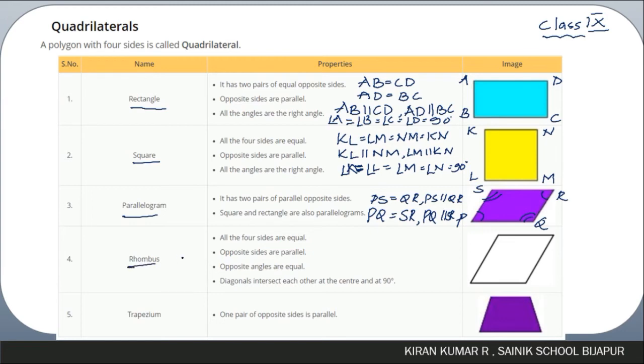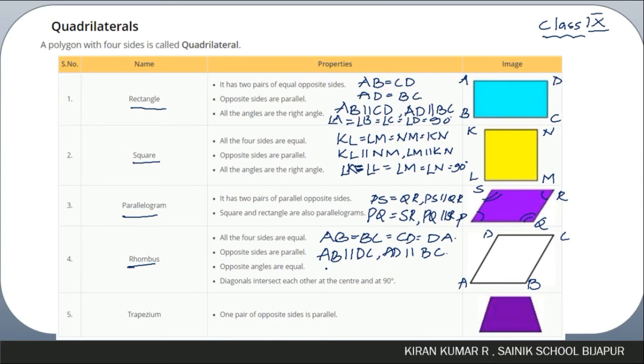Let's see the next figure. It is called a rhombus. Rhombus and square are almost similar. If I name this particular rhombus ABCD, in a rhombus all the sides are equal. AB will be equal to BC, equal to CD, equal to DA. Opposite sides are parallel. AB is parallel to DC, AD is parallel to BC.